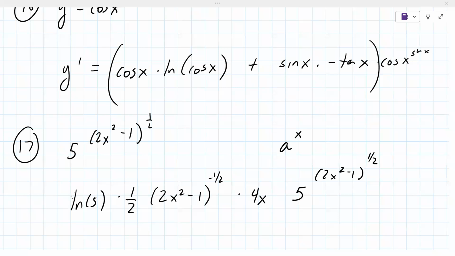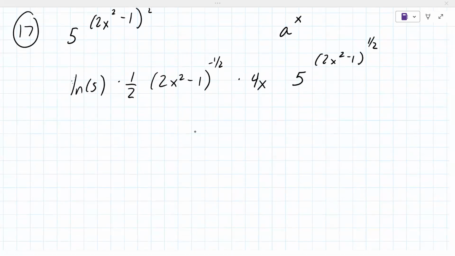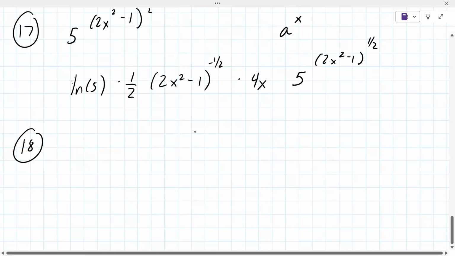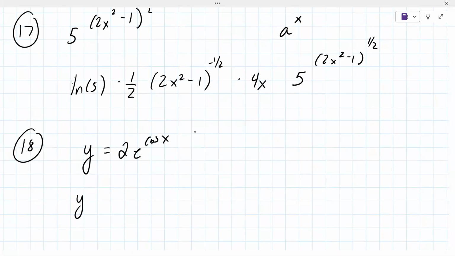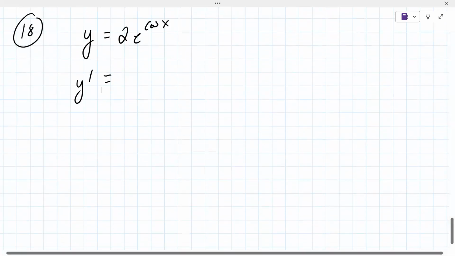All right, so sorry, they keep the updates always different. All right, second derivative of this other thing here, 18. So we got y equals 2e to the cosine x. All right, why don't you try taking a first derivative of that for us, please?